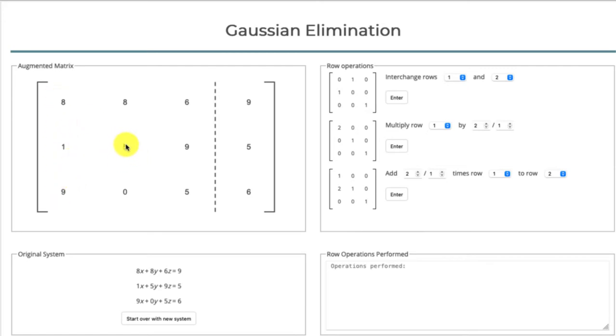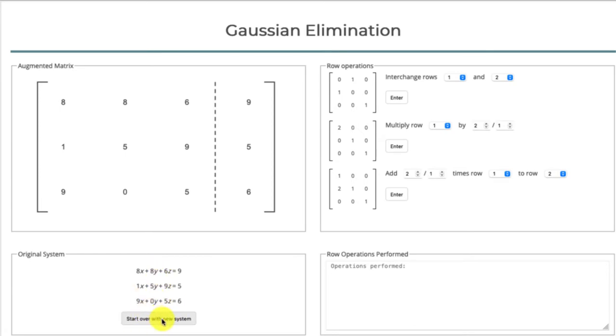Second step, a 1 in the middle. Get that, and then get a 0 above and below it. Thirdly, a 1 down here and zeros above. So then the solution will be right here. This column is x. If there's a 1 there, that'll be 1x. This column is y, 1y, and z, 1z. So the answers will be at the end.